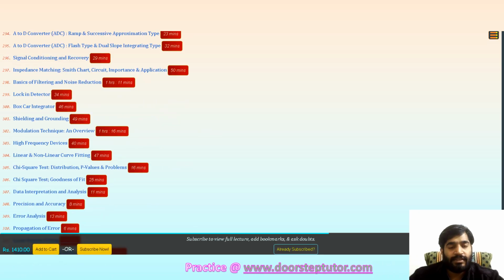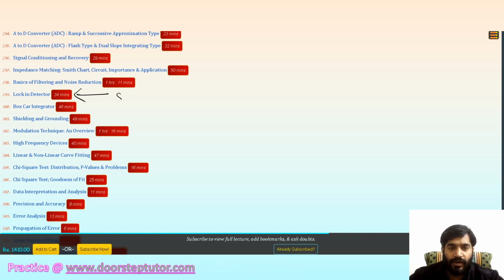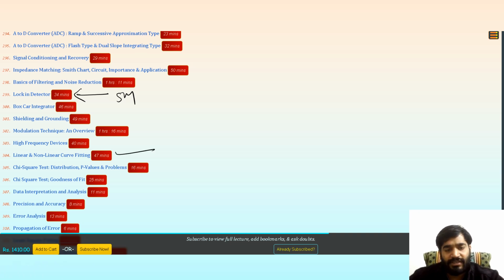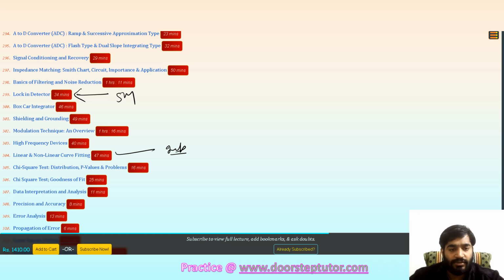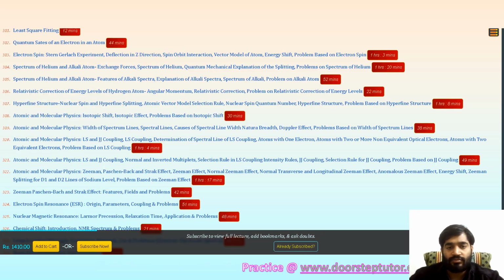If you see this year's paper, you will see that the lock-in detector was asked. It was 5 marks, and that was interrelated with the Hall effect also. So it's okay if you see. Then curve fitting is easy, and you can easily score marks in this. Then error analysis is also easy, so you can look at this also.